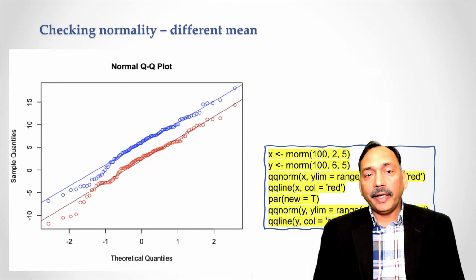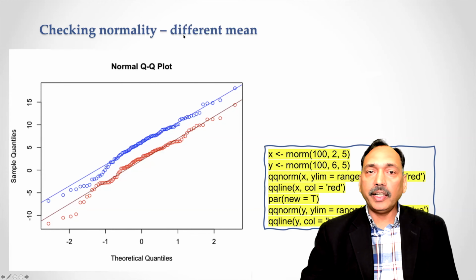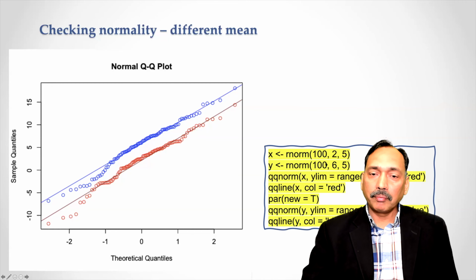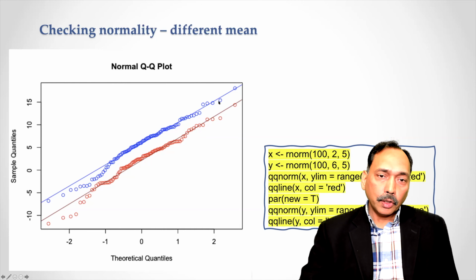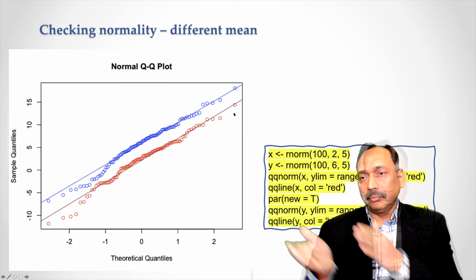You can also compare two distributions. Here I am comparing two normal distributions that have different mean. I have generated X where mean is 2 but standard deviation is 5, and Y I have generated 100 random numbers where mean is 6 but standard deviation is same. So on a normal probability plot, those two lines will appear almost parallel.